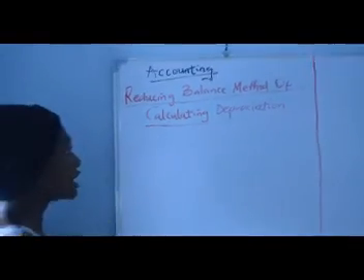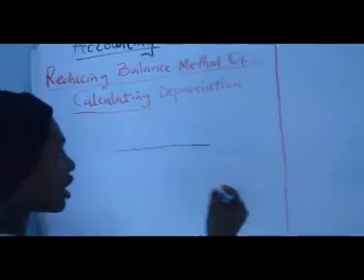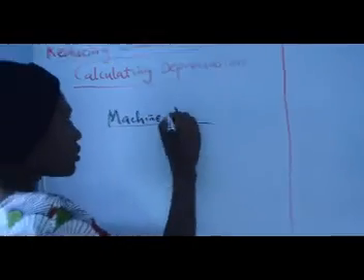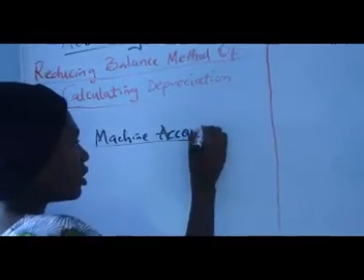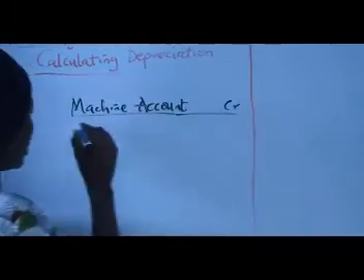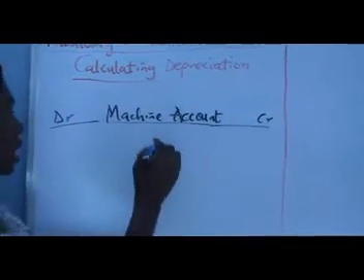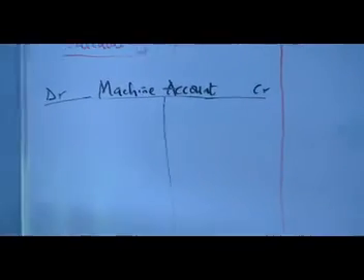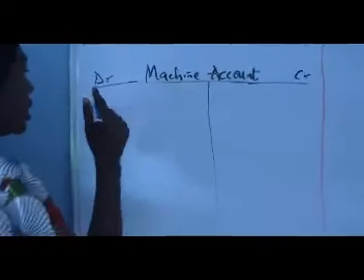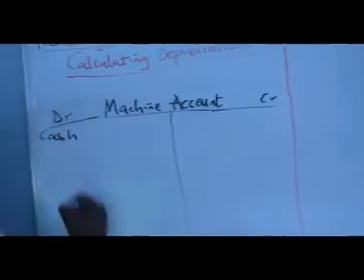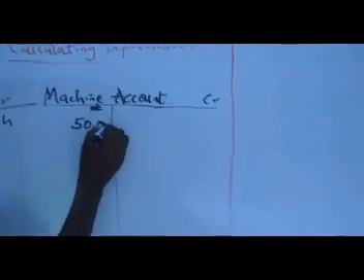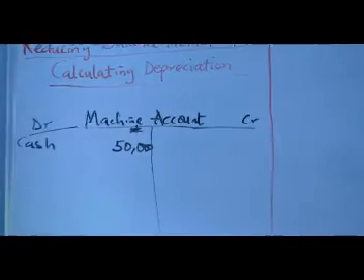Okay, so the first account we are preparing now is our machine account. Because this is the old method, it means for every year our machine value will keep dropping. The first, like I said, we are debiting our account on cash. We are assuming it was bought for cash of 50,000 naira. And at this side we'll be reducing our depreciation.